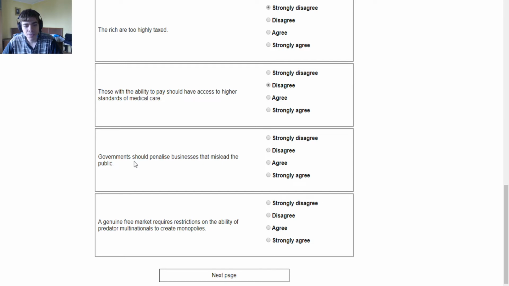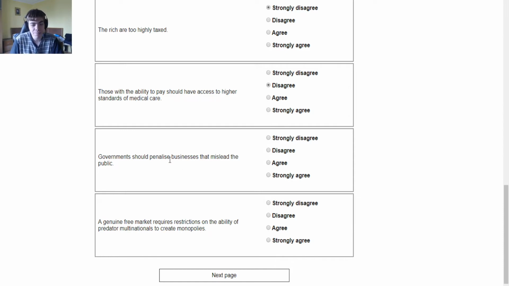Governments should penalize businesses that mislead the public. This is a rough one. This is the whole freedom of speech kind of thing. Obviously, the main thing you should do is to have a population that is educated enough to be able to do their own research and inform themselves properly so they're not misled.